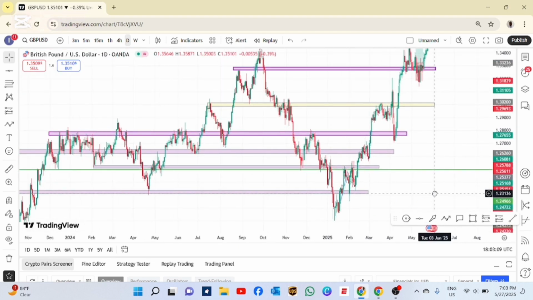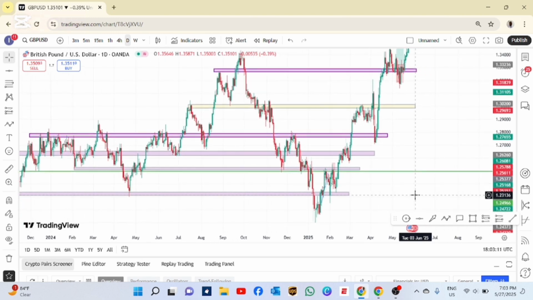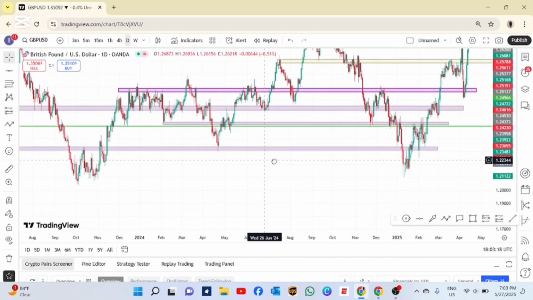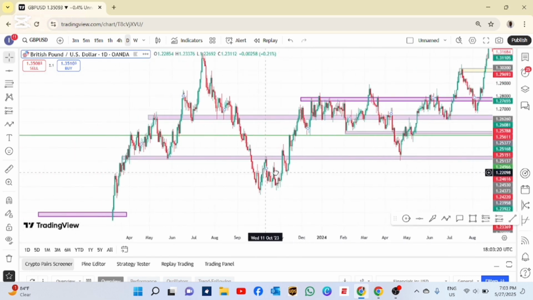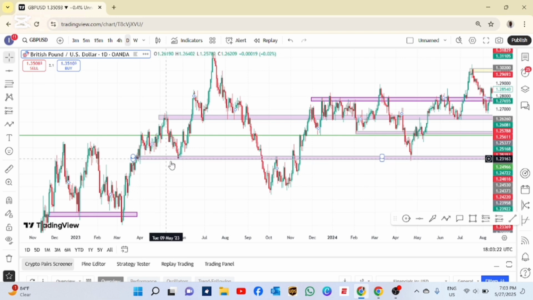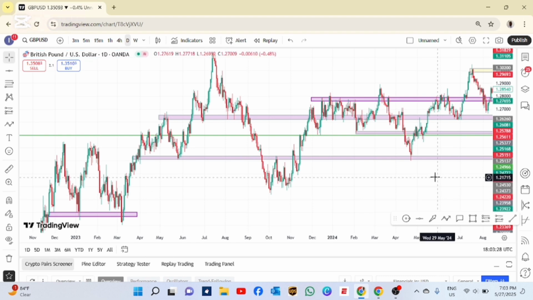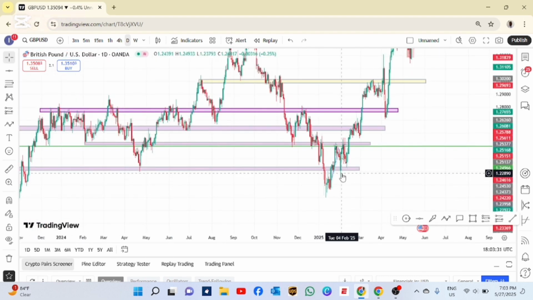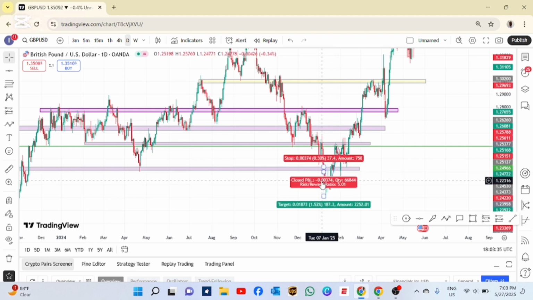So right here we have a valid level of support and resistance. This is a valid level of support, right? Because the market gave us one tap right here, another tap right here, another tap, another tap right here, and another tap right here, making it a valid level of support, right?